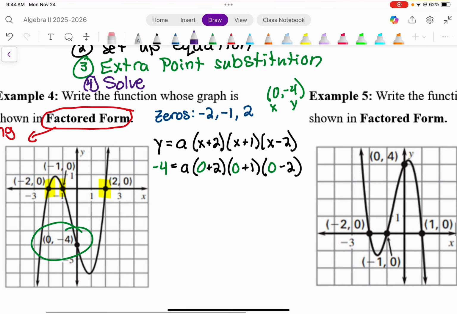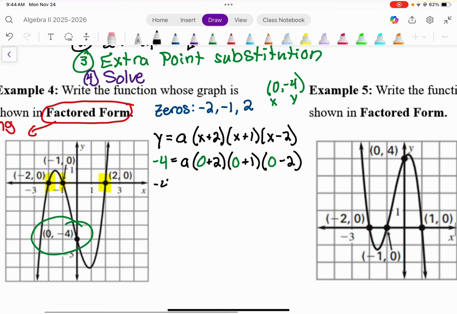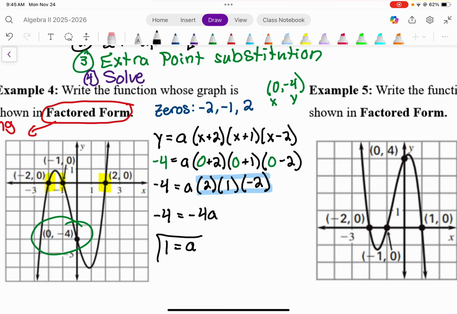So the first few steps are very similar to the previous one. We're just solving a little bit different. When you are solving, remember all of these parentheses are being multiplied together times our variable a. So we're going to first add or subtract in the parentheses. So 0 plus 2 is 2, 0 plus 1 is 1, and 0 minus 2 is -2. Then you are going to multiply all of these parentheses together. That becomes our coefficient of a. So 2 times 1 times -2 would be -4 times our a value. And we want a by itself, so we'll divide by -4, which gives us a +1 equals a.